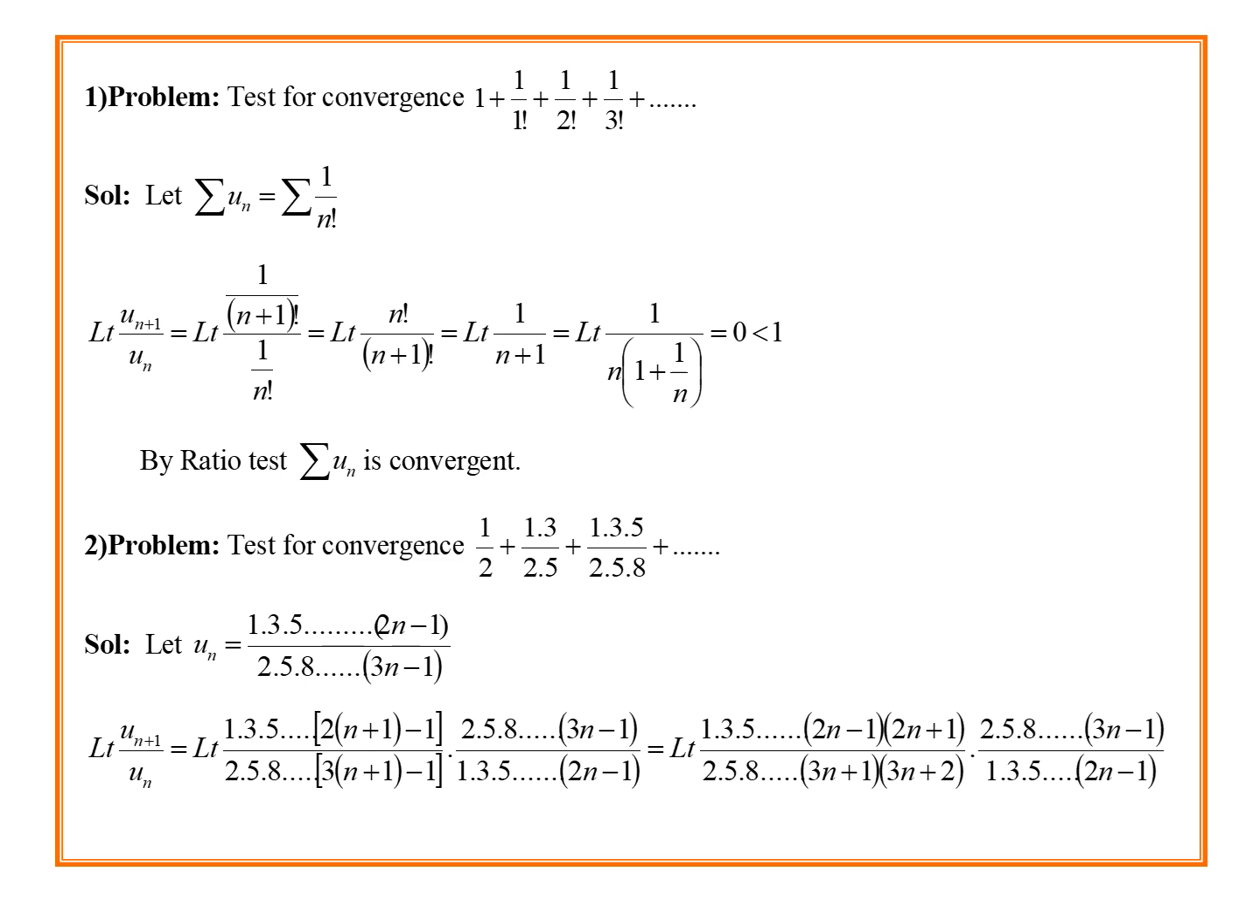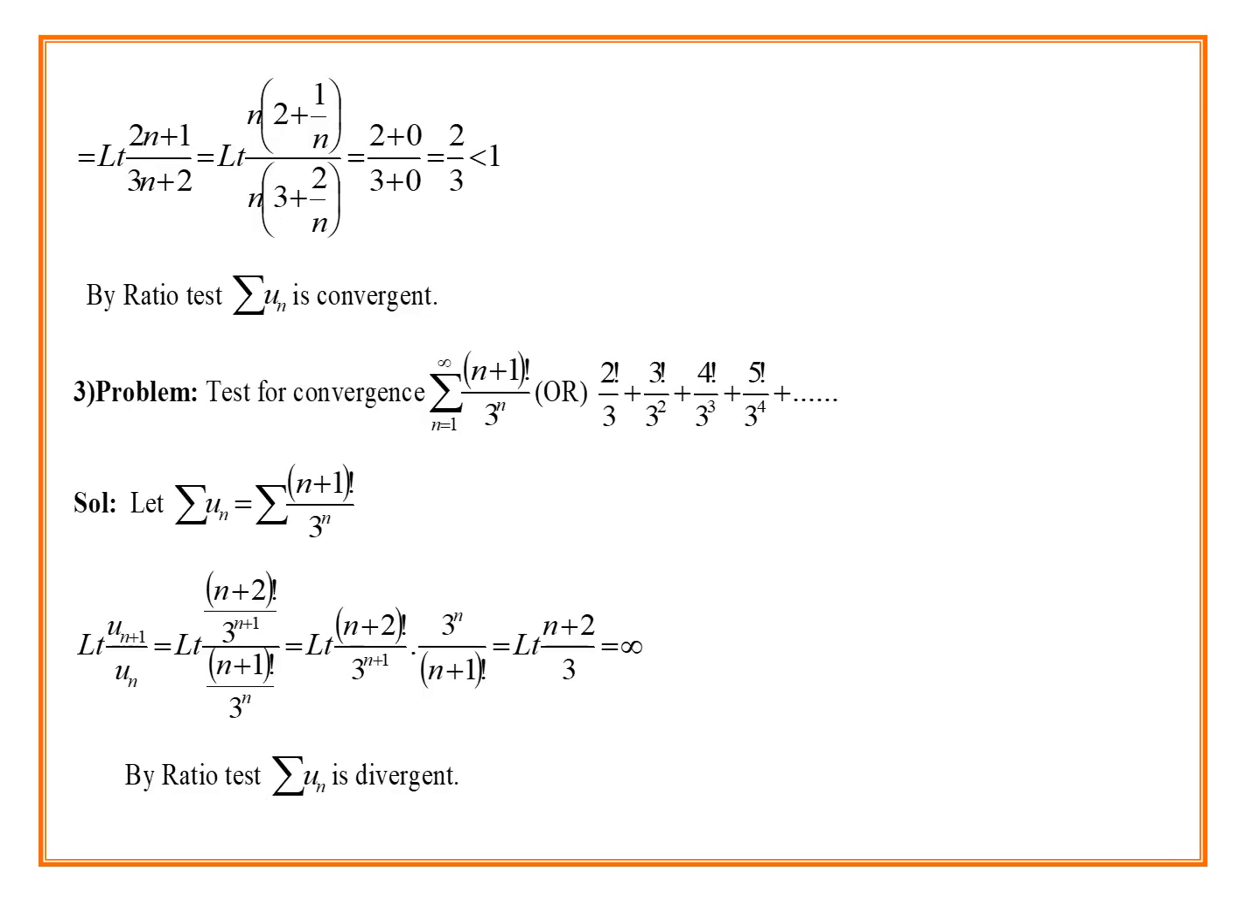And now finally we can simplify, we'll get limit of 1 into 3 into 5 into and so on up to 2n minus 1, into 2n plus 1, by 2 into 5 into 8 into and so on up to 3n plus 1 into 3n plus 2, into 2 into 5 into 8 into and so on up to 3n minus 1, by 1 into 3 into 5 into and so on up to 2n minus 1.